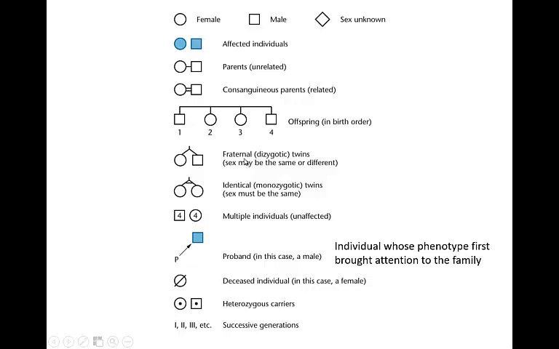In the case of fraternal twins, the sex may be the same or different. In this case, you see a line showing they came from the same event, but there were 2 different children. If they're identical twins, the sex must be the same, because they're identical twins. In this case, we draw this extra little line across the top.